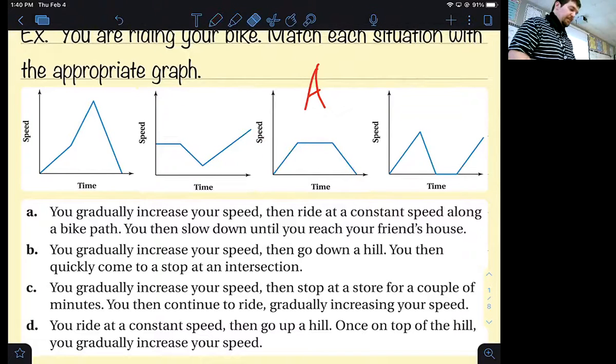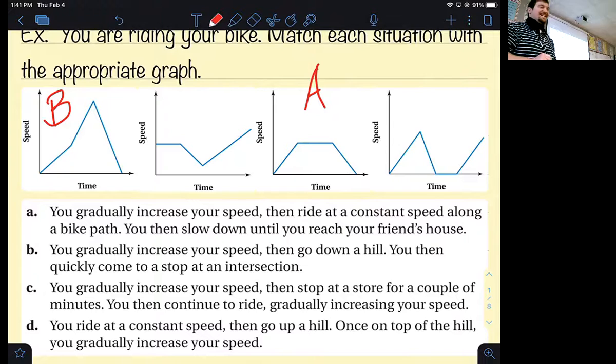Okay, now let's read scenario B. You gradually increase your speed. So it's either A or D, first or last graph, I should say. Then you go down a hill. Now what's going to happen as you go down a hill? You're going to go faster. So which graph has you going fast and then going faster? That one right there. The first one. No, A is that one. No, it's not deep, but like this. No. Yeah, you're going downhill. And what's happening to your speed as you go downhill?